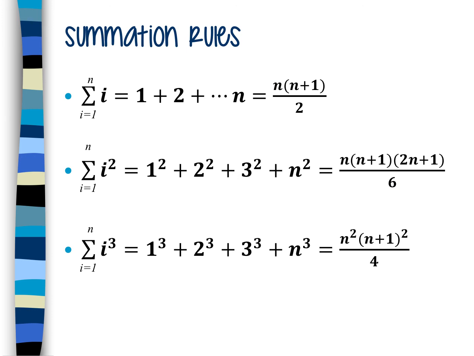Okay, so here's some more rules. If you are adding consecutive integers, so if it's 1, then 2, then 3, then 4, then 5, and so forth, then you can find the shortcut by doing n times n plus 1 over 2. n is the number of terms.